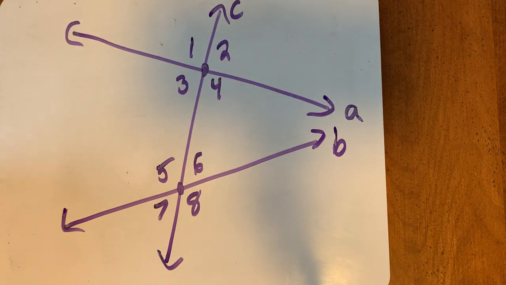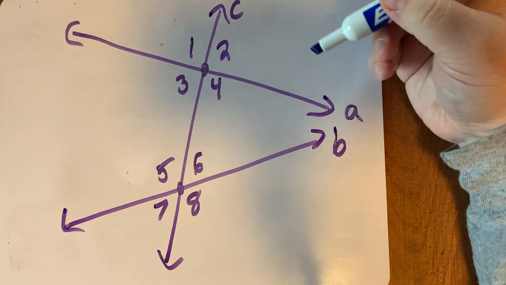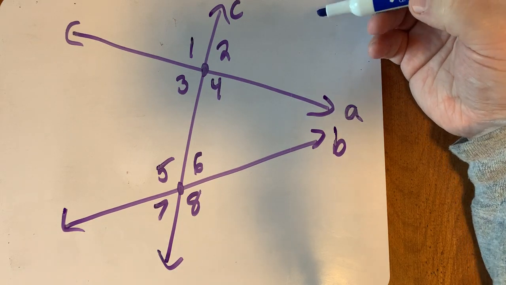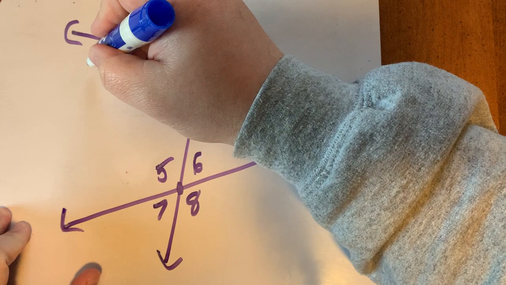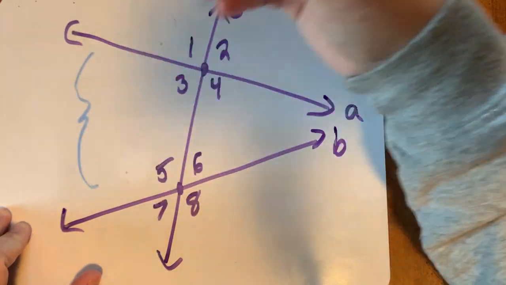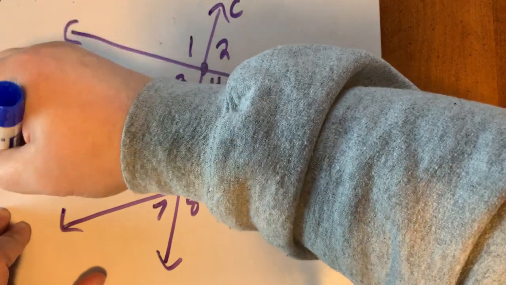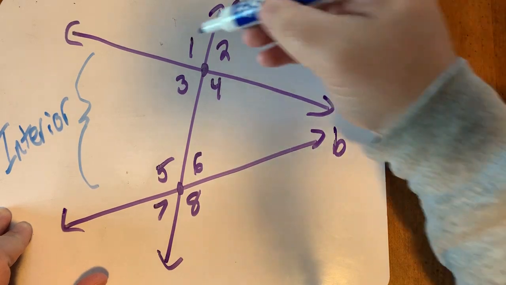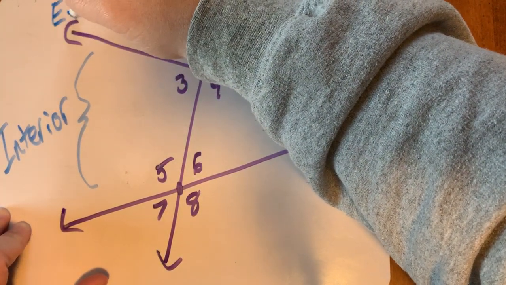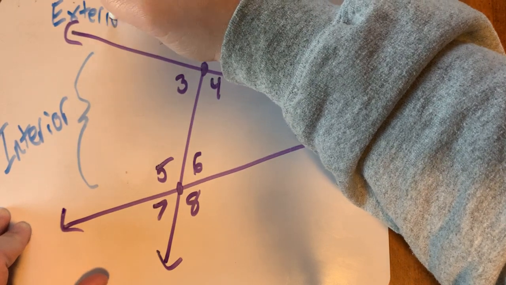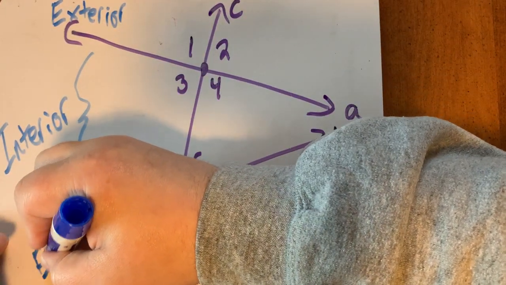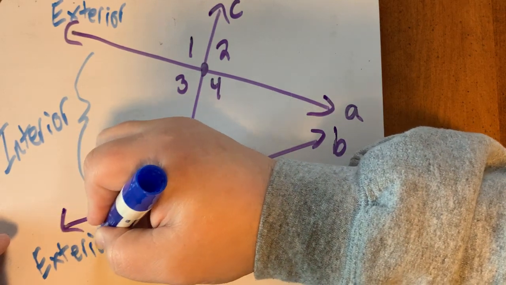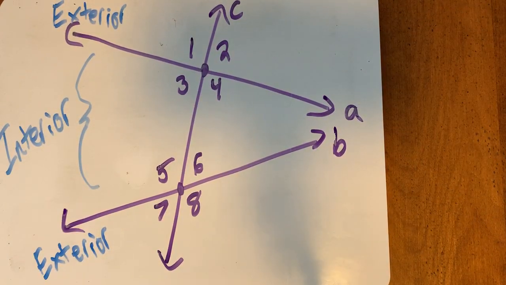Another pair of angles that we can classify in this diagram. Well, actually, before we do the other ones, let me just say, anything between the two lines, that's interior. Anything outside the two lines being cut by the transversal is exterior. So 1, 2, 7, and 8 are exterior angles. 3, 4, 5, and 6 are interior angles.